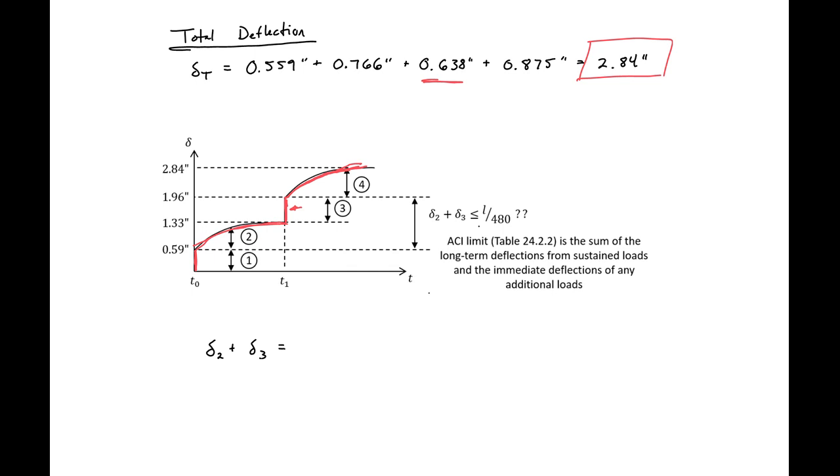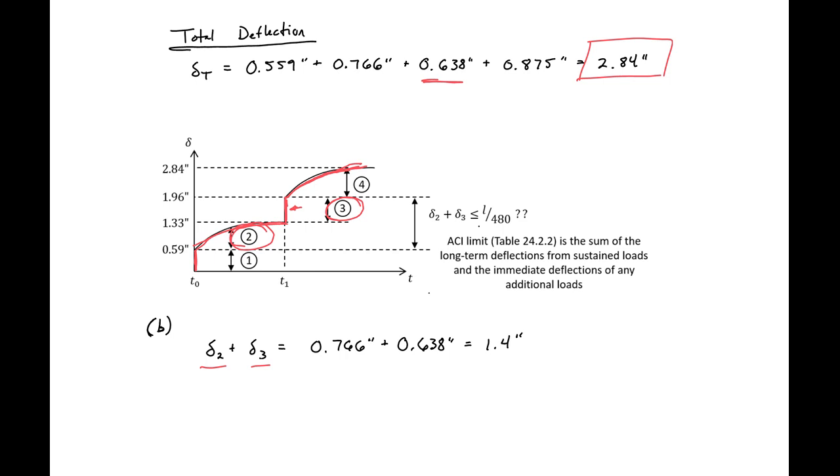So part B of our problem wanted us to see if our beam meets the deflection checks for structures supporting sensitive elements. So our deflection check includes the long-term deflection from the immediate sustained loading and the immediate deflection of any additional loadings. So we're going to look at our delta 2 plus delta 3 to see if our deflection checks are met. Our delta 2 we found to be 0.766, and our delta 3 we found to be 0.638. So we found this to be 1.4 inches.